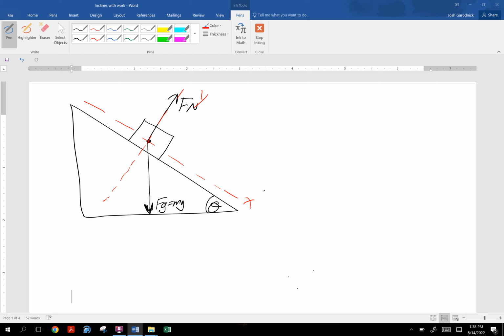Here's the issue. Normal force is directly in the y-axis, but gravity is somewhere between x and y. This is the new thing. We have literally rotated our coordinate axis, and gravity is no longer in the y-axis. It's between x and y.